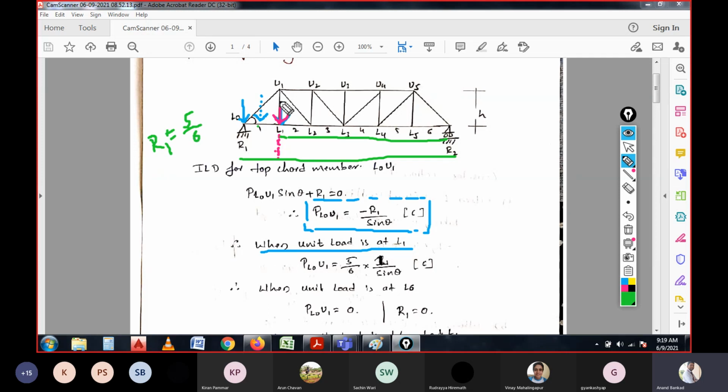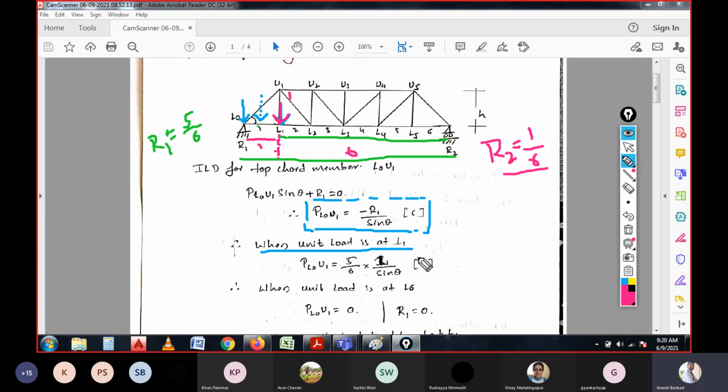That means it is considered a unit load acting at L1. Since it is acting at L1, the reaction R1 can be considered 5/6 of the load. And for R2, it will be 1 by 6, because on the opposite side of this section there is only one part. Of the total 6 parts, only one part is on the other side, that is 1 by 6.